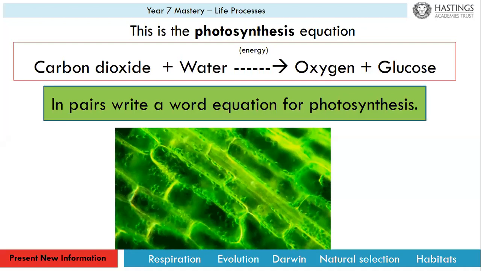Okay, Year 7, so it's really important that you write down this word equation just here, and the missing word in here you need to fill in is chlorophyll. So around the outside, the green parts of the plant in the chloroplast is chlorophyll. Pause the video and write this word equation.